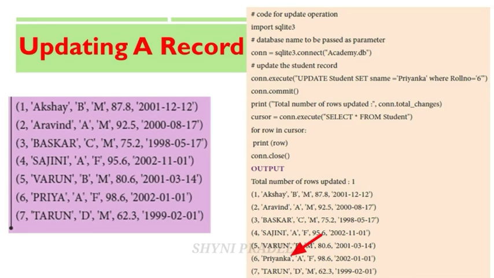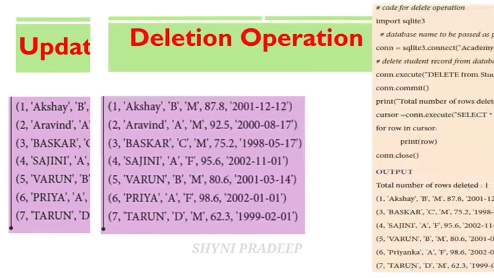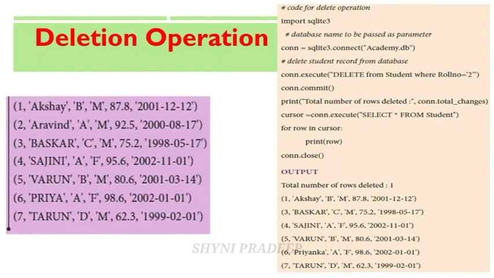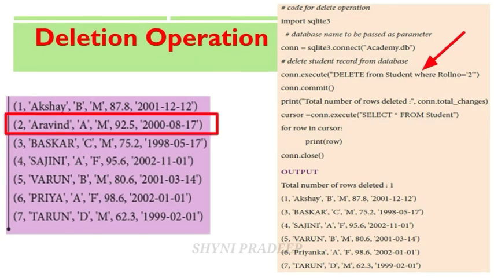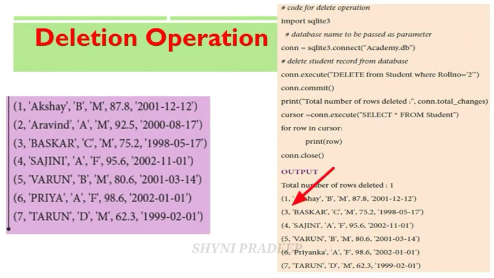This is the output. Next topic is delete operation. If you want to delete a record, Python allows you to delete a record. In this example, if you want to delete the content of roll number 2 from the student table, you have to write like this. See here, delete from student where roll number is 2. Okay, see here, the roll number 2 Aravind, this row is deleted. See this output. This is the output.